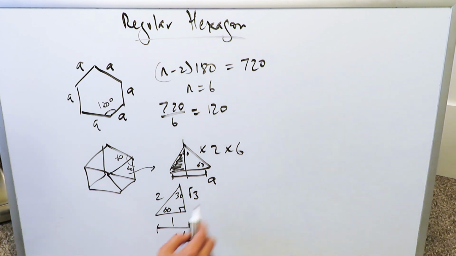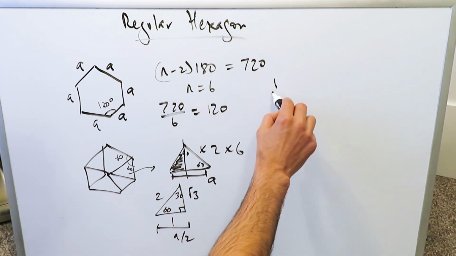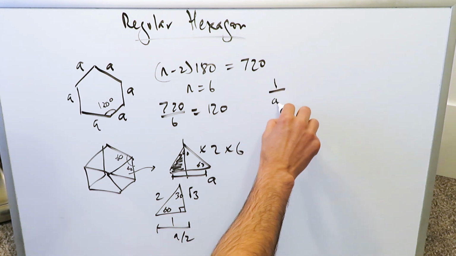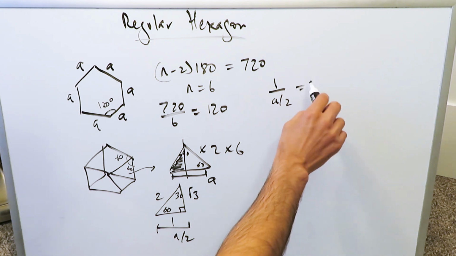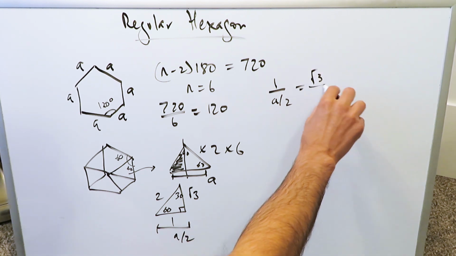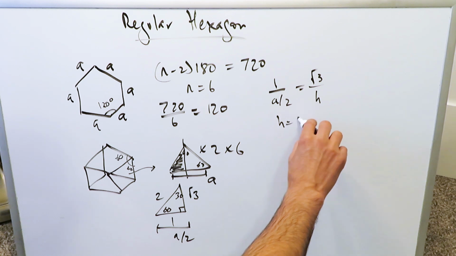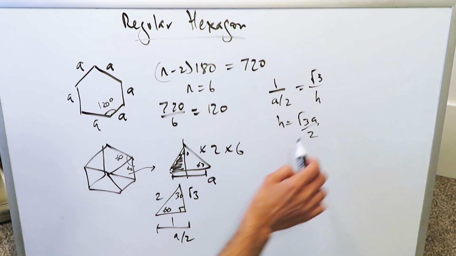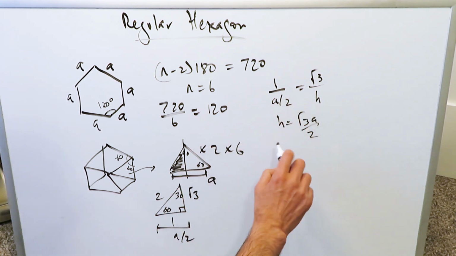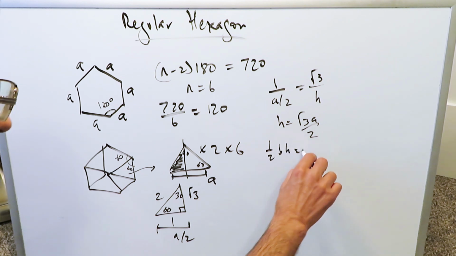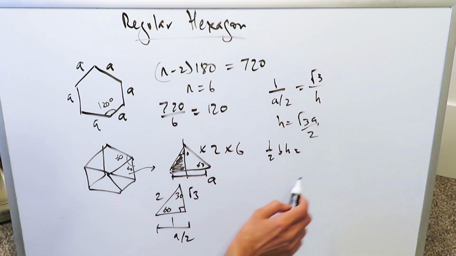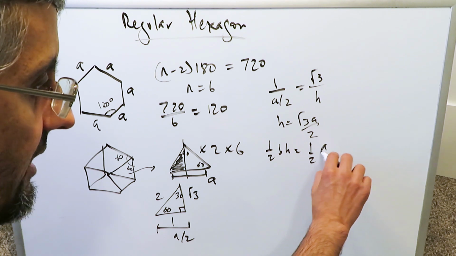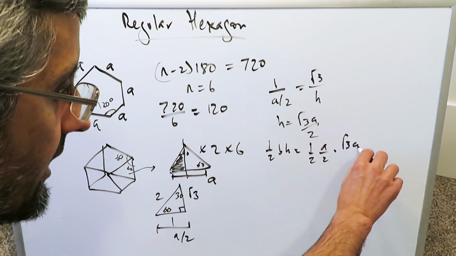I have the base, which is represented by the ratio of 1, that's A over 2. Then I have here a height, which is represented by root 3, and I'm trying to determine that h will be equal to root 3 A over 2. I already know the base, it's A over 2. Half base times height, that would be just this part right here I'm looking at. Half times base, which is A over 2, times root 3 A over 2.